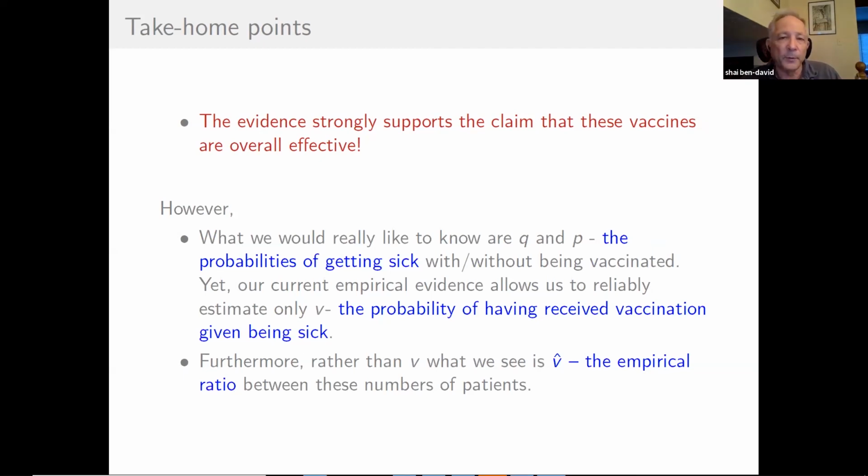So first of all, as I said, we would like to approximate P and Q, the probability of getting sick. We don't have enough data for that, and the experiment was not designed for that because we didn't pick random people from the population. The other point is that, instead, all we can estimate is the probability of having received the vaccination, given that you are sick, but you have to bear in mind that we only see the empirical results, and they may be different than the true population probabilities. Although in the news, what you see is the empirical results as if they are the probabilities of success in the true population.